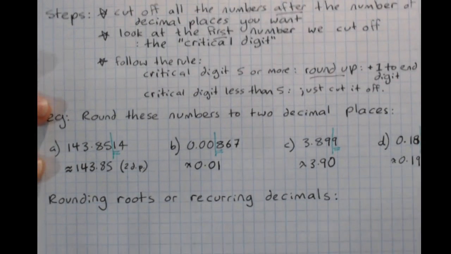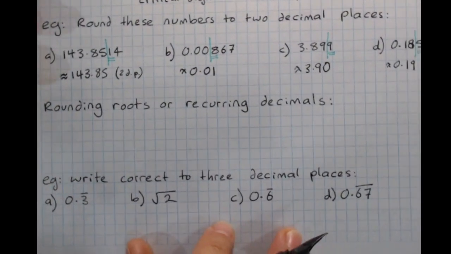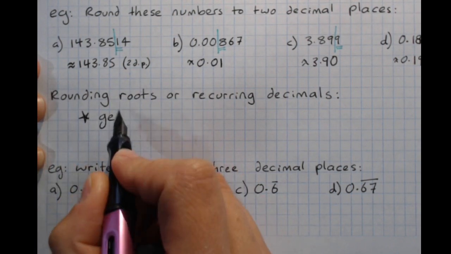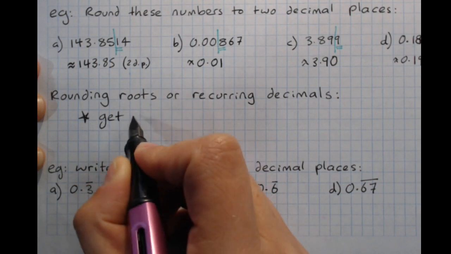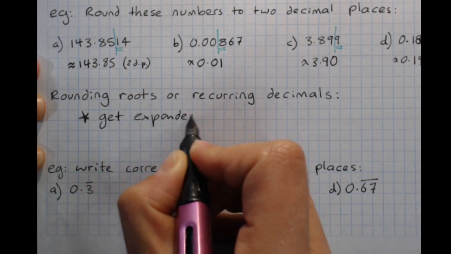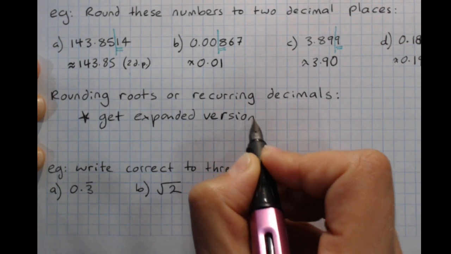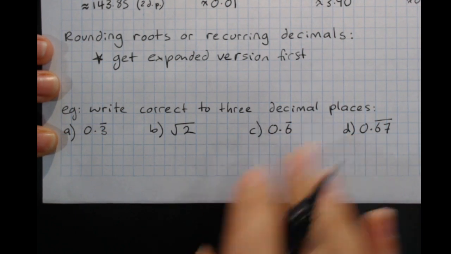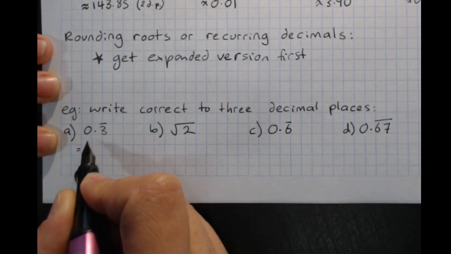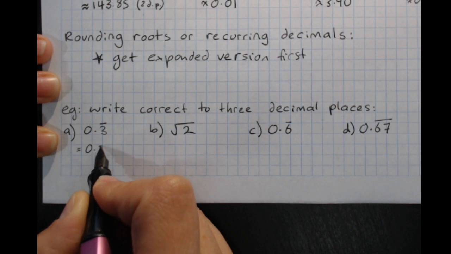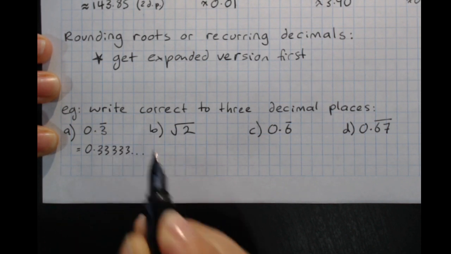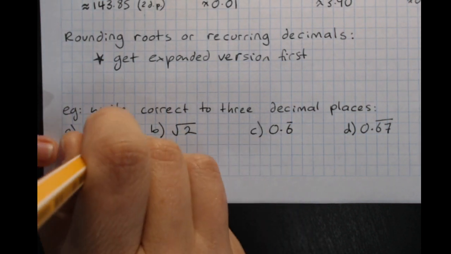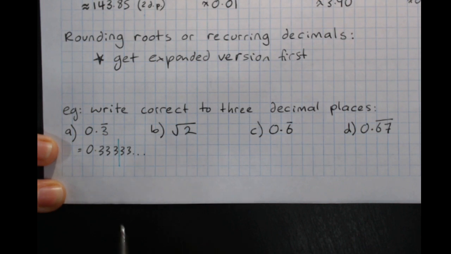Now sometimes we also want to round roots or recurring decimals, and the extra rule here is get the decimal or expanded version first and write it down. So write these correct to 3 decimal places. That is 0.3 recurring is 0.33333. Write a few decimal places. Then we round it. 3 decimal places, cut off after 3 digits after the decimal point.